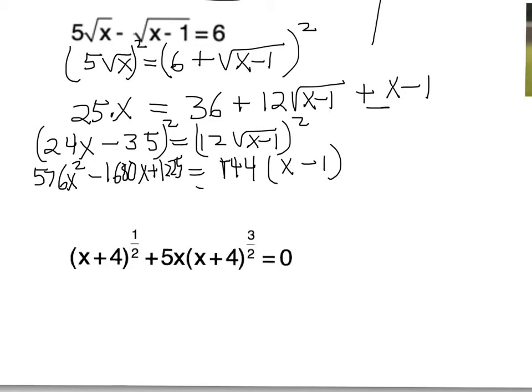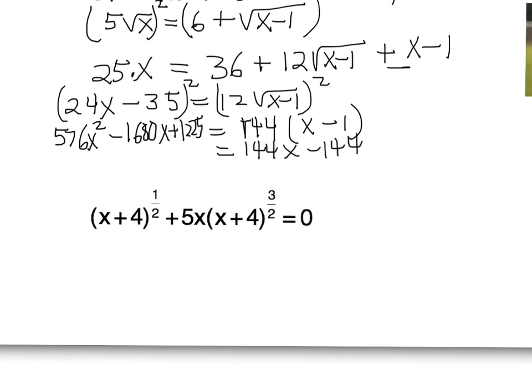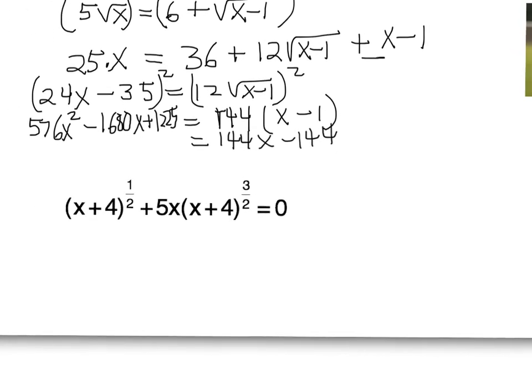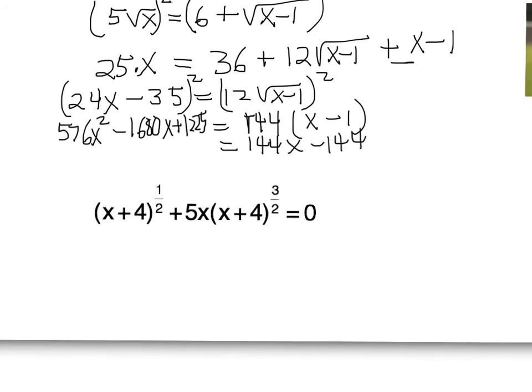So I'm going to set it equal to 0 after I put this 144x minus 144 in. So I'm going to set this whole thing equal to 0. I'm running out of space here. Let me move this up a little bit, and then we'll go over here a little bit. Get this problem out of the way. Or actually, you know what, I guess I can squeeze it in here.